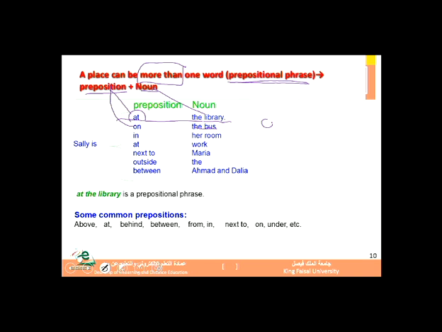Now, on the bus together, I call it a prepositional phrase. It consists of preposition and noun. Sally is in her room. Preposition, noun. Prepositional phrase. Sally is at work. Preposition and noun. So we call this a prepositional phrase. Sally is next to Maria. Preposition and noun. Sally is outside the house.